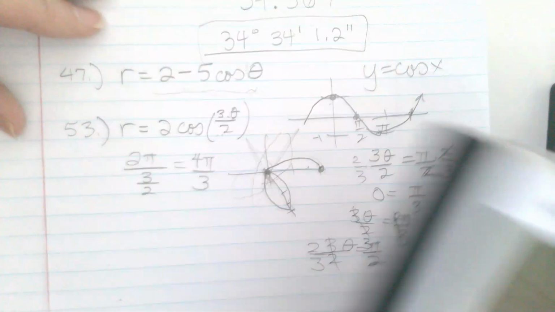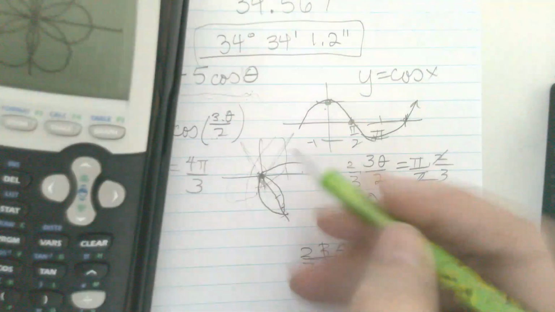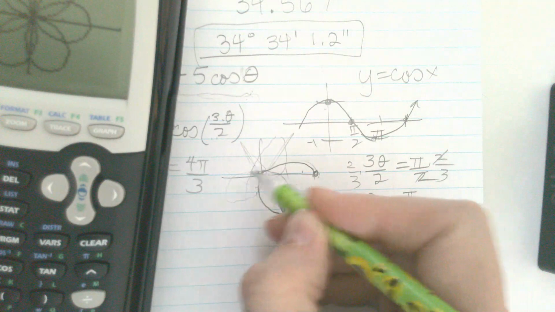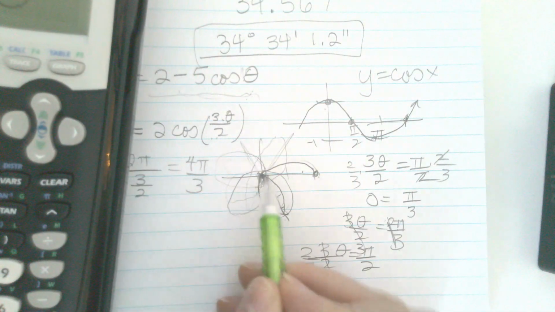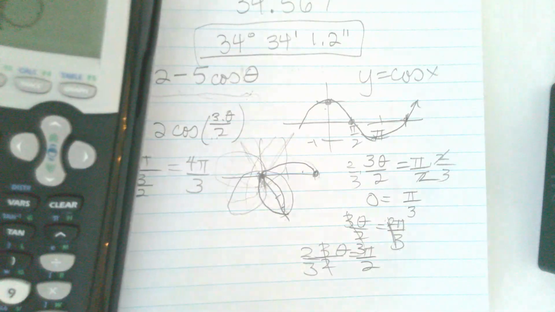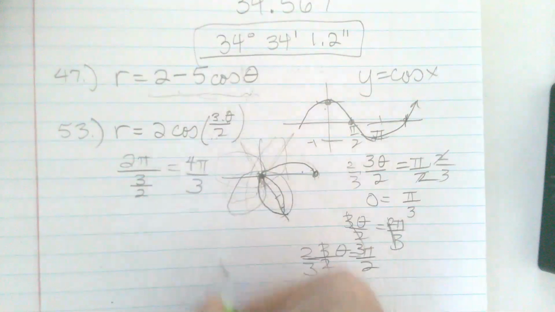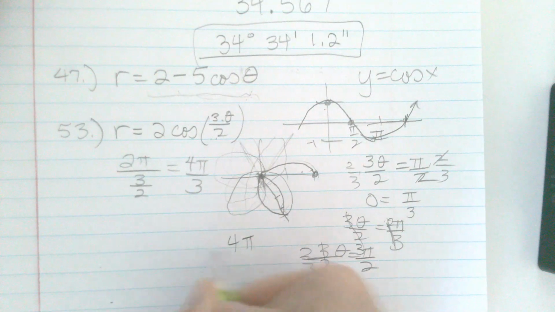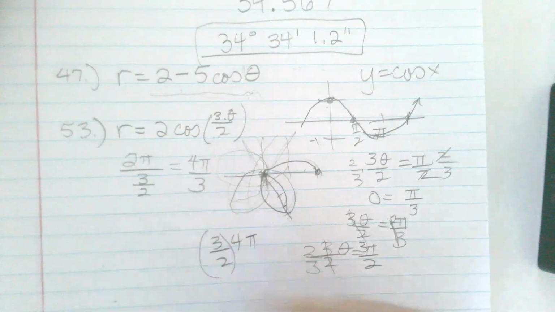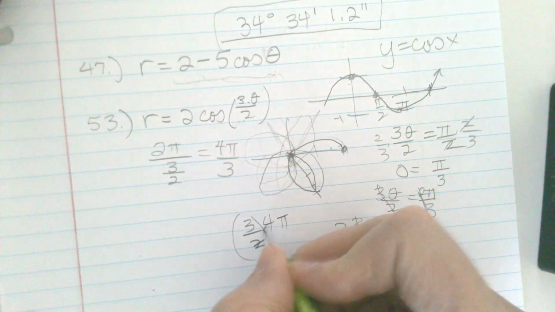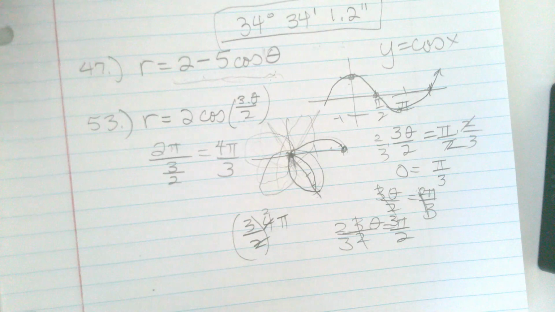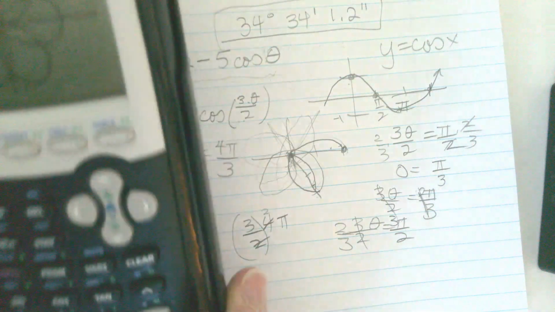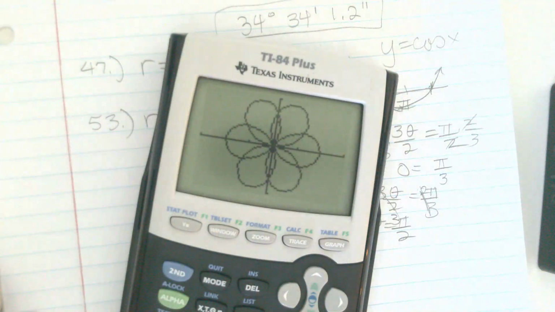Well, it filled in as we went. It just kept forming new ones as you went around. Well, let's plug in 4 pi for theta. Where does that get us? 6 pi. And so it took 6 pi to get all the way around there, essentially.